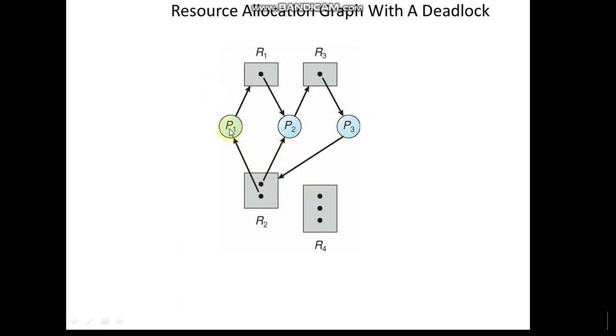In this cycle, P1 is holding R2 and waiting for the resource which is held by P2, and P2 is waiting for the resource which is held by some other process. So here you can see the cycle. Also, P2 is requesting R3, R3 is assigned to P3, P3 is requesting R2, whereas R2 is assigned to P2. So these two are waiting for each other to release the resource. This leads to a circular wait, and thus this particular graph is an example of a deadlock.